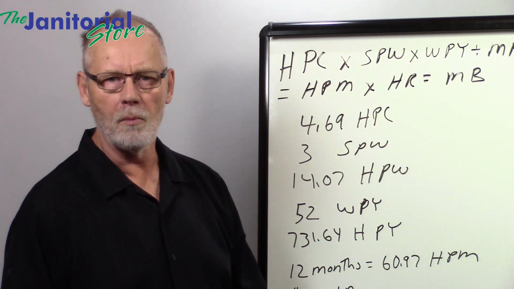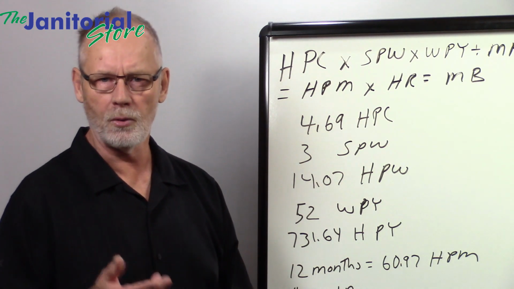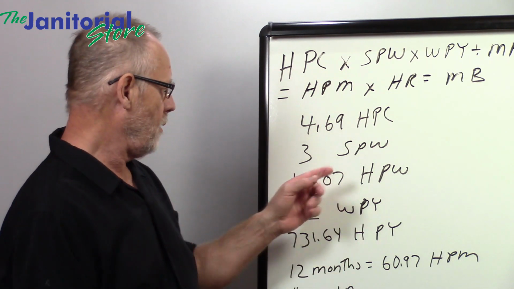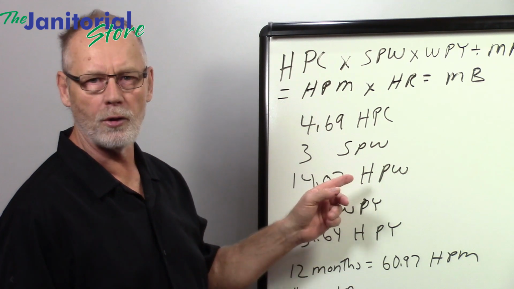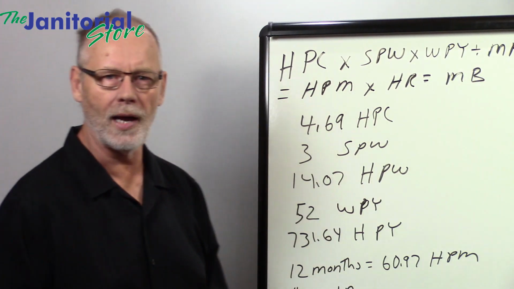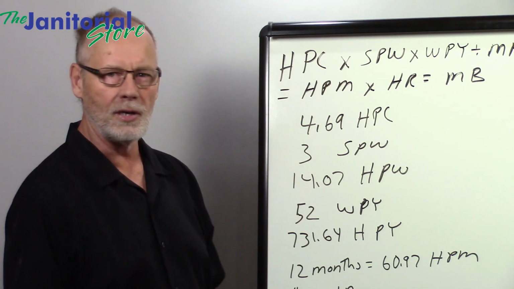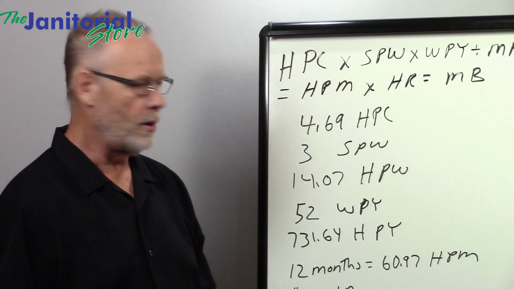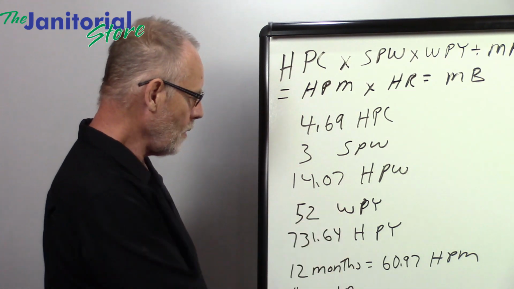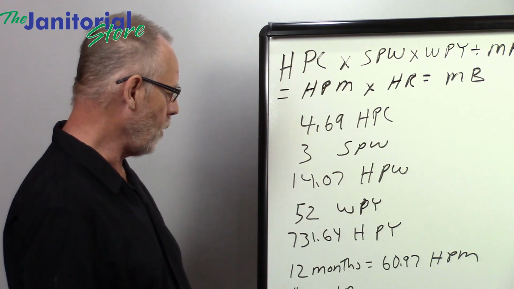So for an example, we're going to use the 4.69 hours per clean multiplied by 3 times per week. That's our services per week. That equals 14.07 hours per week. Okay? Now what you do is you take that and you multiply that by 52 weeks a year, and that's going to be your hours per year, which is 731.64.